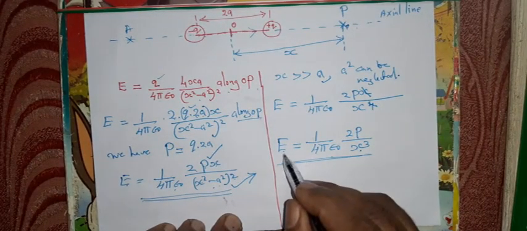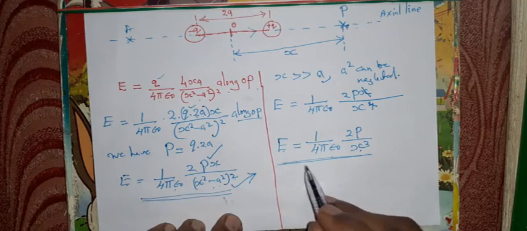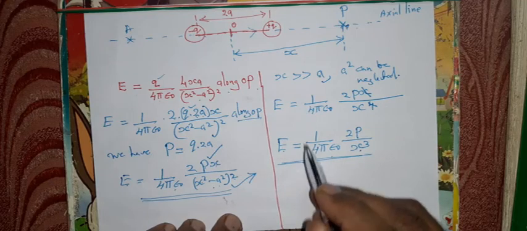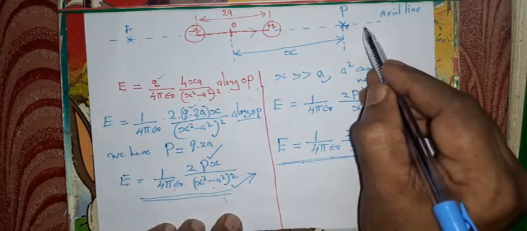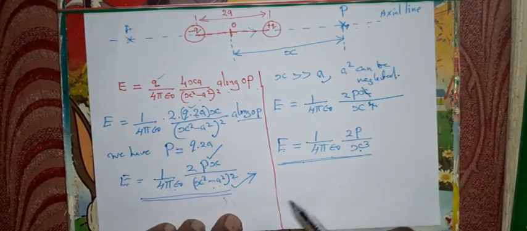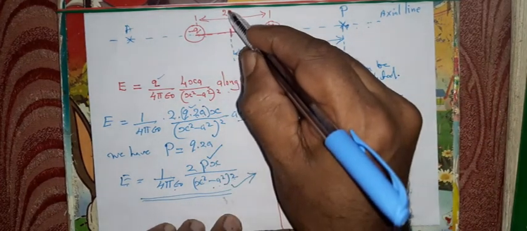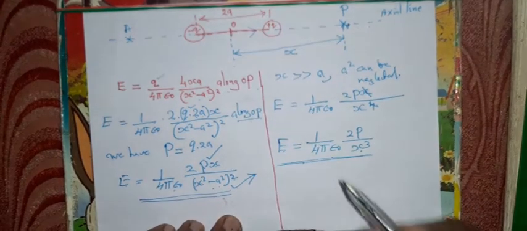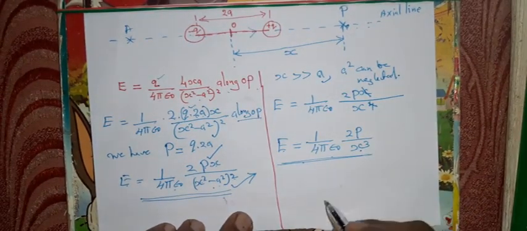Therefore, we have derived the formula for the intensity of the electric field at any point on the axial line of the dipole. Next is the formula for the intensity of the electric field at any point on the equatorial line. We will do it later. We can stop here. Thank you.